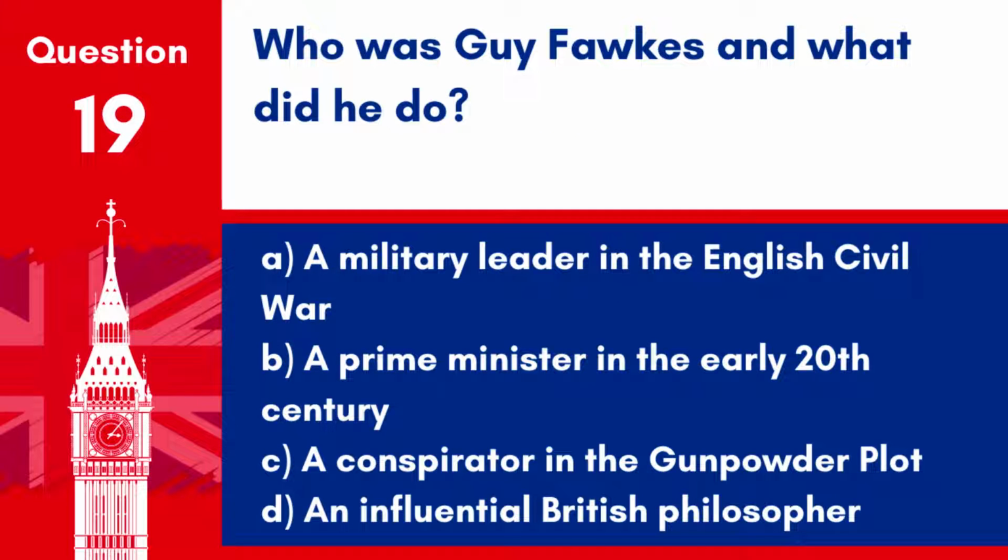Question 19. Who was Guy Fawkes and what did he do? A. A military leader in the English Civil War. B. A prime minister in the early 20th century. C. A conspirator in the Gunpowder Plot. D. An influential British philosopher.